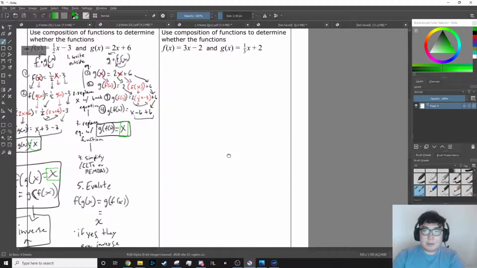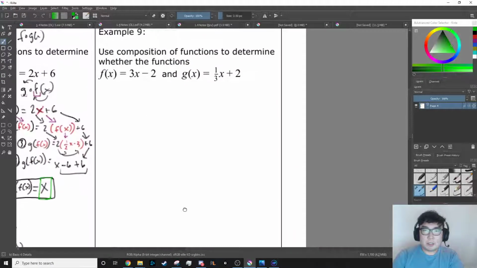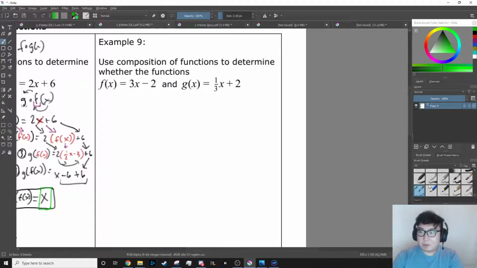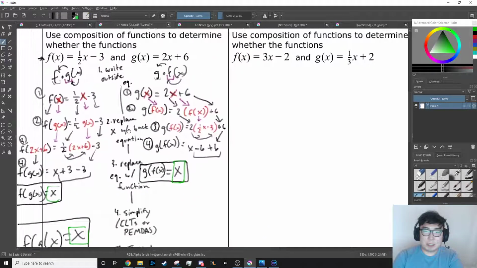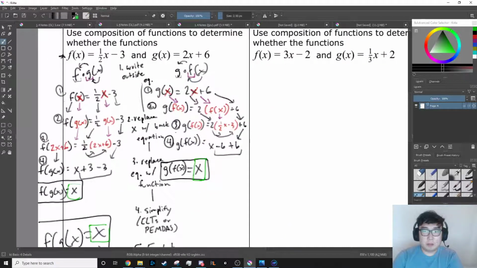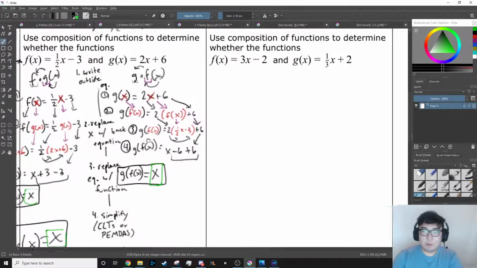All right, and let's do this problem right here. Example 9, I'll be going a little bit faster, maybe. I'm not gonna write the steps for sure because I have the steps already here. I'm just gonna label my steps like 1, 2, 3, 4.